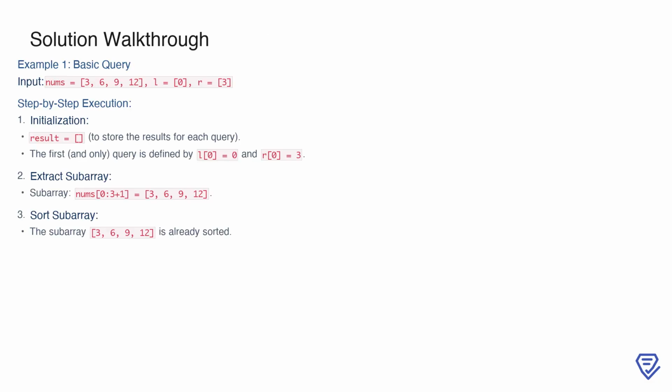To start solving the problem, we initialize an empty list called result to store the outcome of each query. For the first query, we use the values L[0] equals 0 and R[0] equals 3 to define the subarray range. Extracting the subarray from the input nums gives us nums[0:3+1], which evaluates to 3, 6, 9, 12. Since this subarray is already sorted, no further action is needed to arrange the elements.